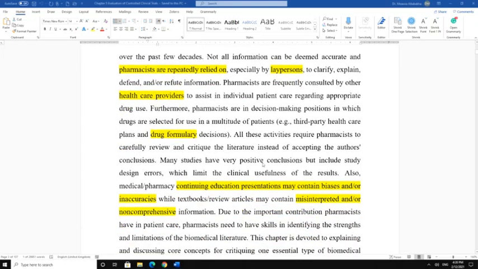We talked about the need for the pharmacist to respond to lay persons to clarify and explain and defend information. So you need to be able to assess the accuracy of the information before you can do that. You need to be involved maybe in drug formulary plans, maybe with the health insurance as well, to determine which drugs to be included in the insurance plan for certain groups.